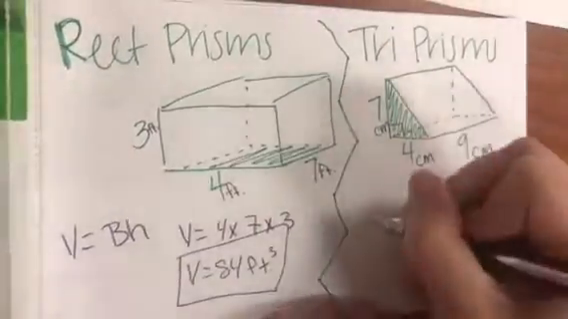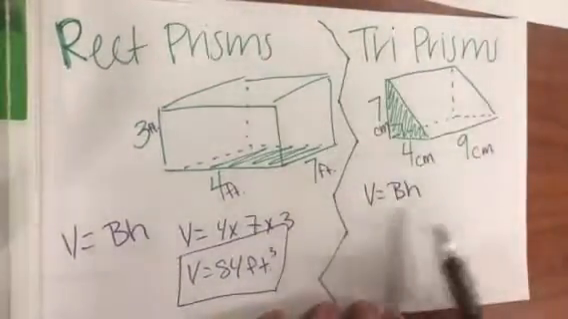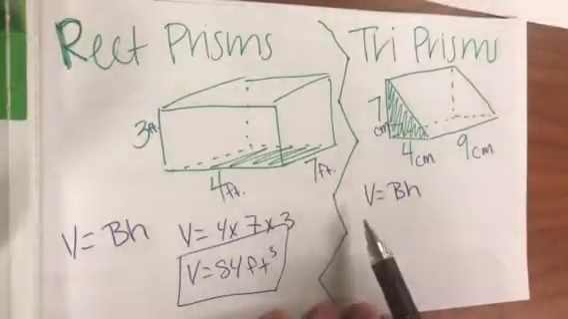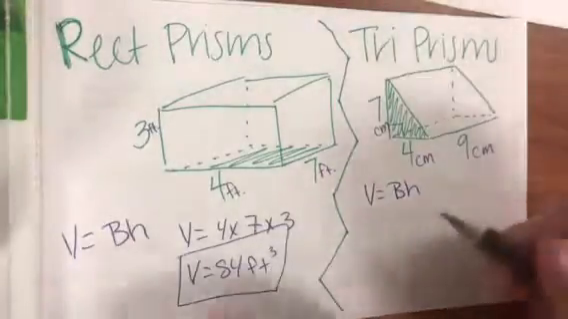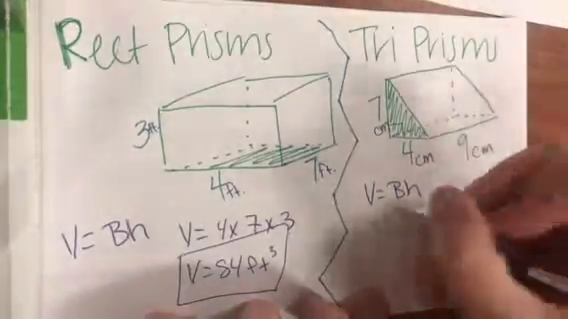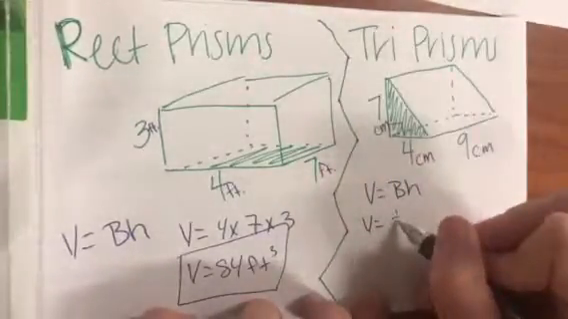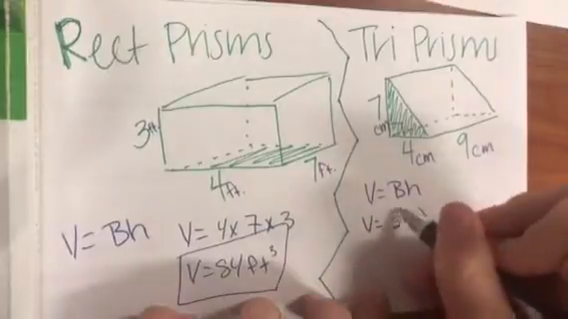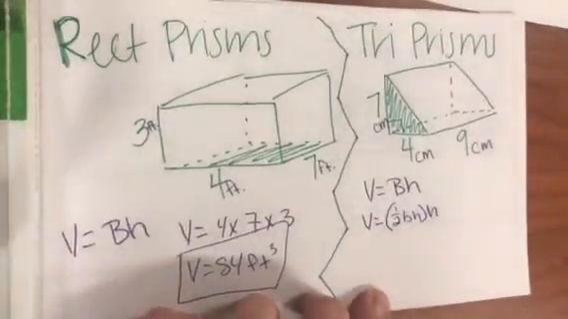Triangular prism. Again, volume equals big B times H. Get in the habit of writing the formula down. That way we can see if you messed up on your formula, and we can fix you if we see what formula you're trying to use. The area of the base of a triangle is 1/2 base times height. That is important to know. It's got that 1/2, and then we're doing that times the height of the prism.